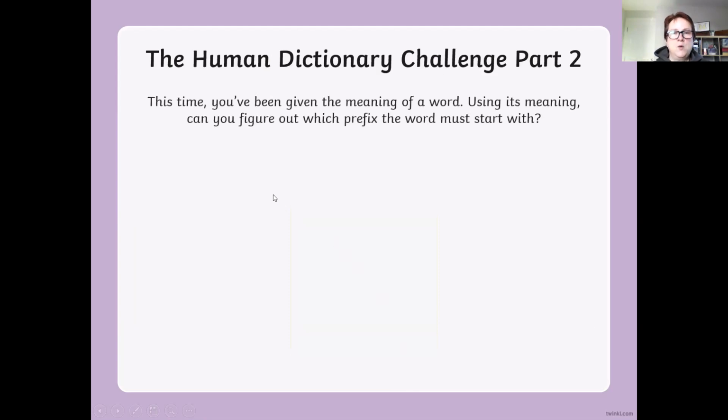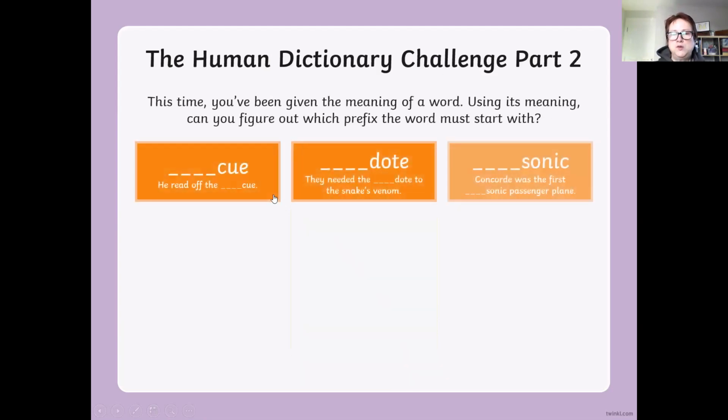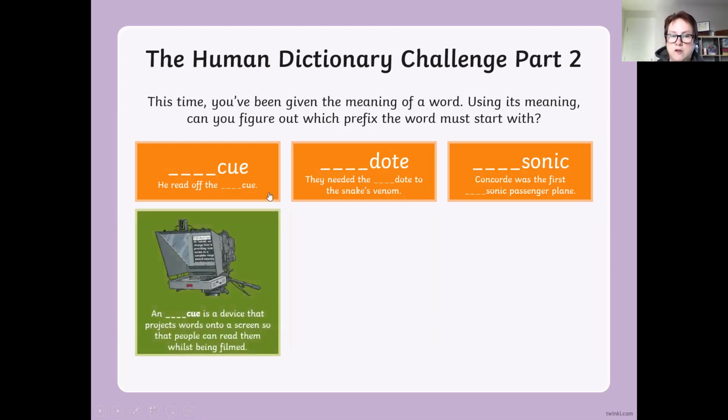So let's have a go with some of these. So what do you think these ones might be? He read off the something. He read off the super cue. He read off the auto cue. He read off the anti cue. I think we've got that one. Once you hear the words, sometimes they make sense. So it's the auto cue.